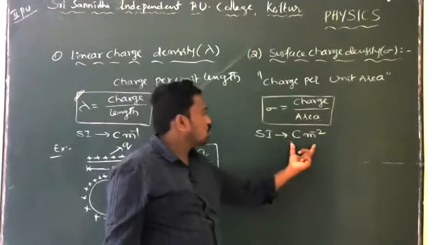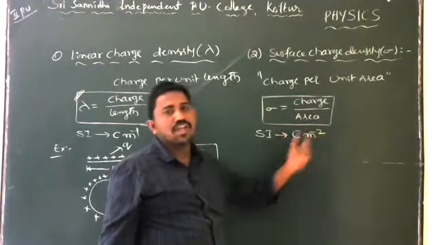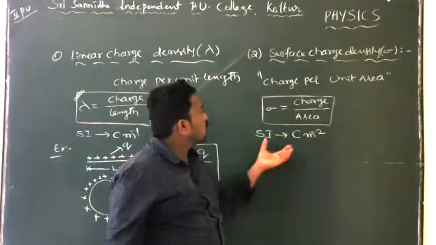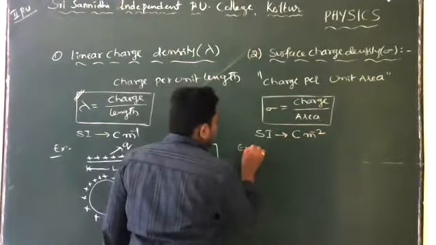So it can be written as coulomb per meter squared, not centimeter minus 2. Okay, coulomb meter minus 2. So this is the SI unit of surface charge density. So what are examples?